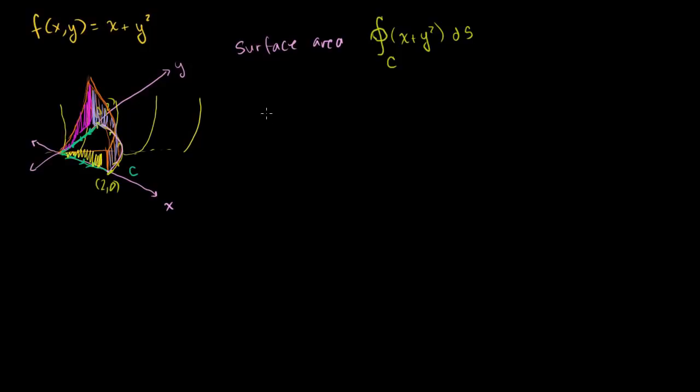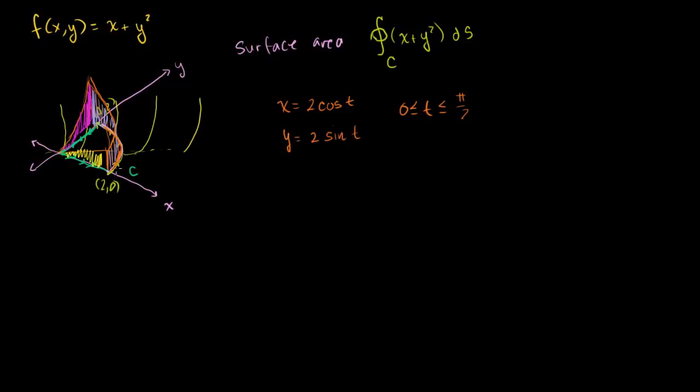Let me do each part of the contour in a different color. So if I do an orange, this part of the contour, if we say that x is equal to 2 cosine of t, and y is equal to 2 sine of t, and this is really just building off what we saw in the last video, if we say that t is greater than or equal to 0 and less than or equal to pi over 2, t is essentially going to be the angle that we're going along this circle right here.